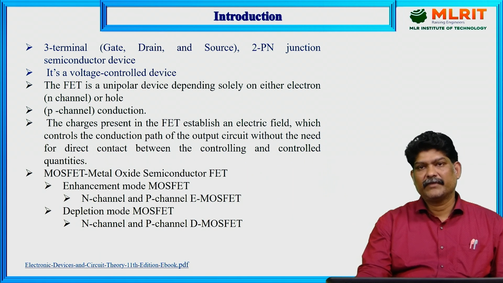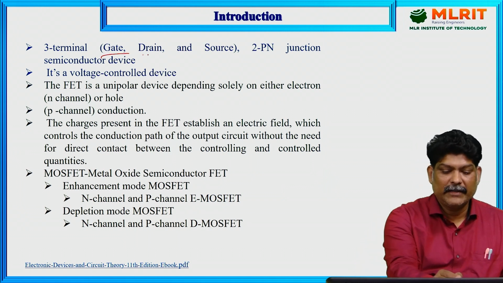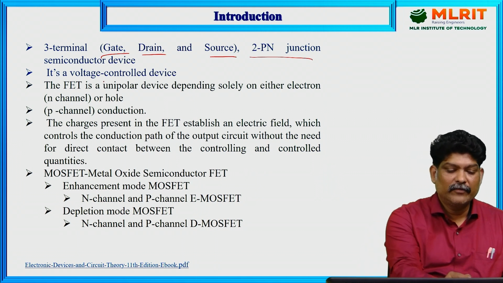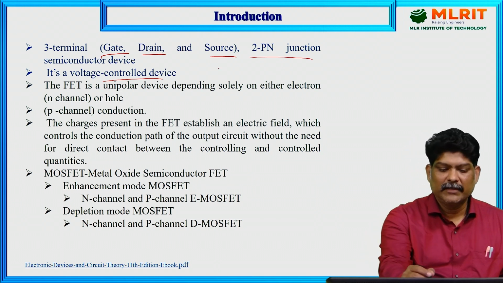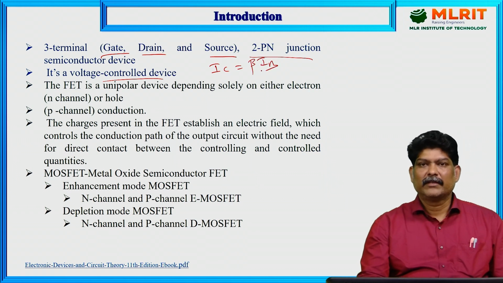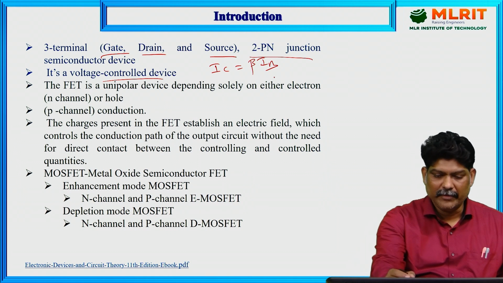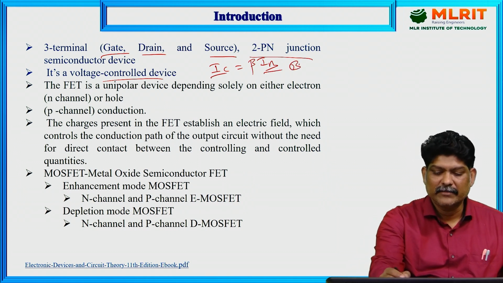So we know FET, field effect transistor. MOSFET is a family of FET. FET is a three-terminal device which consists of gate, drain, source, and it has two PN junctions. And it's a voltage control device. In contrast to the BJT, BJT is a current control device because output current is controlled by the input current. Let us say IC is equal to beta IB. In case of CE configuration, the collector current IC is equal to beta times the base current IB. Therefore, we can say BJT is a current control device.